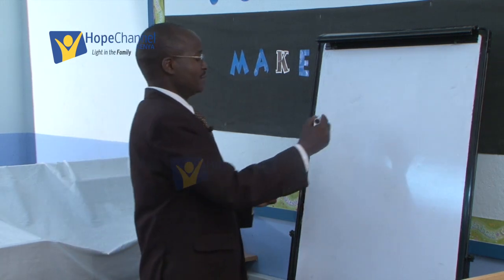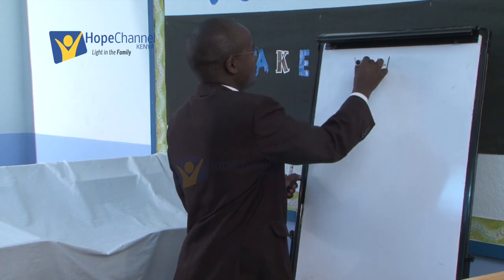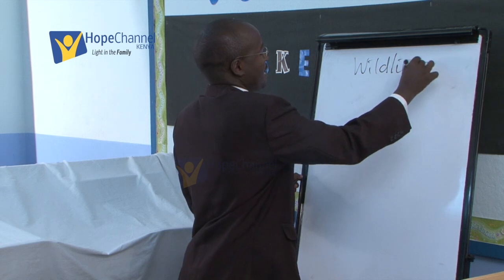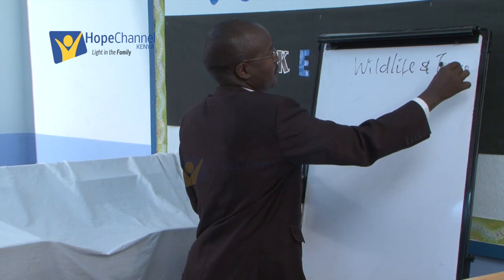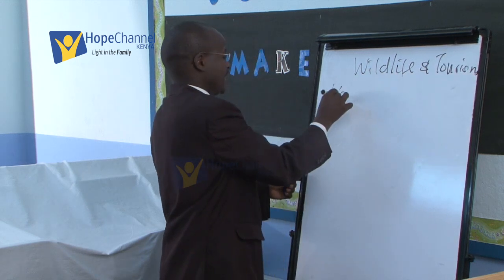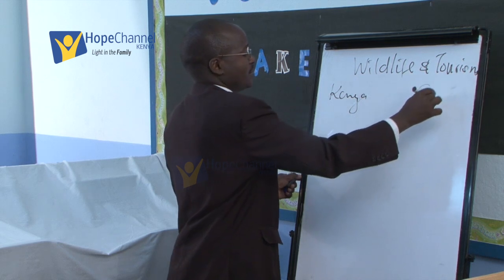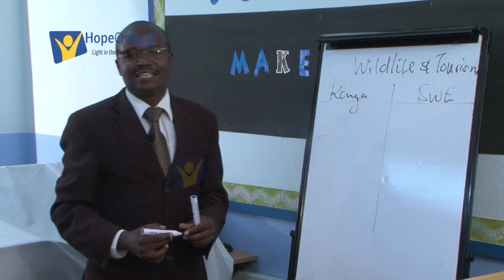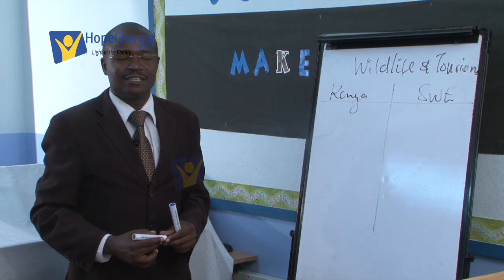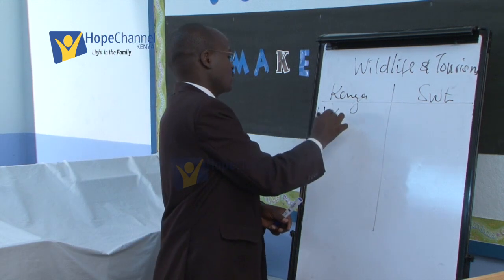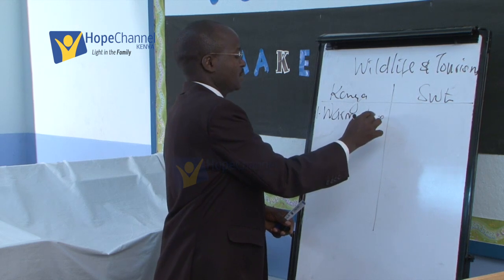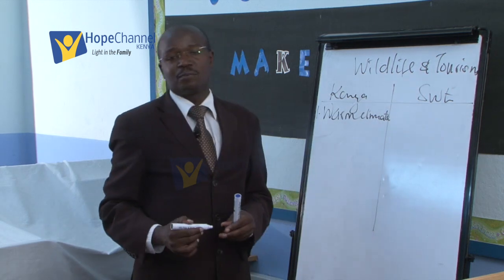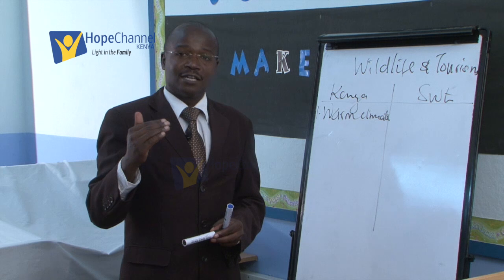Now the first lesson that we want to discuss is the differences between wildlife and tourism, in Kenya and Switzerland. We can draw a simple table like that and then explain. The first difference is that in Kenya we have warm climate, and this warm climate attracts tourism to our country.